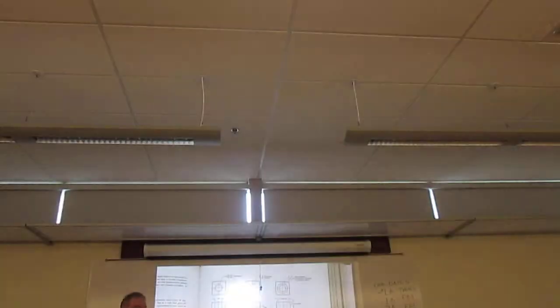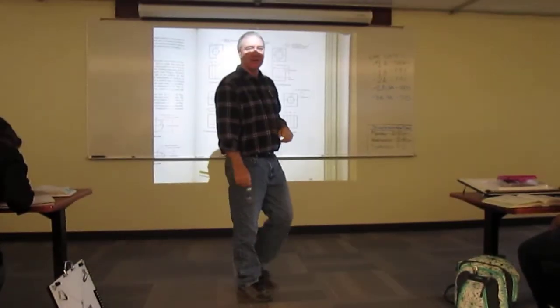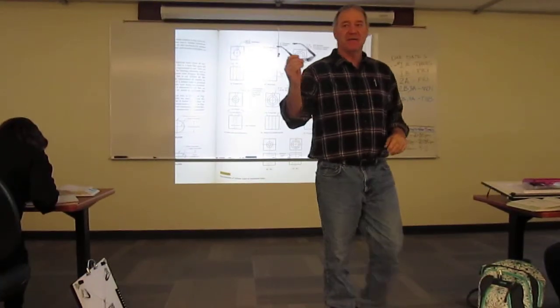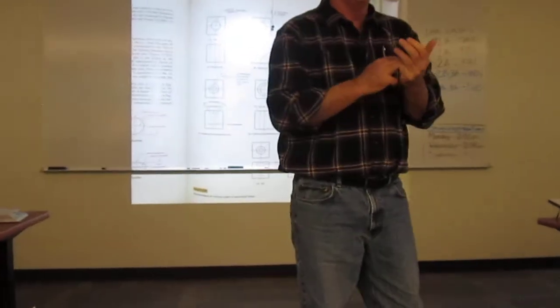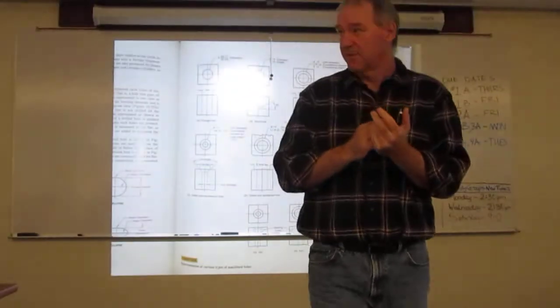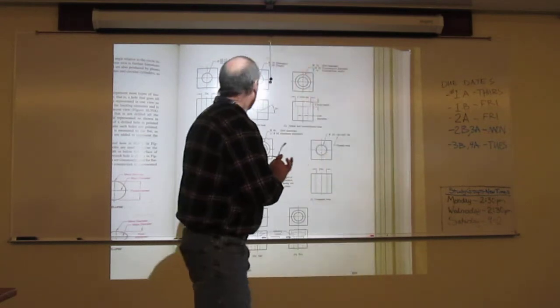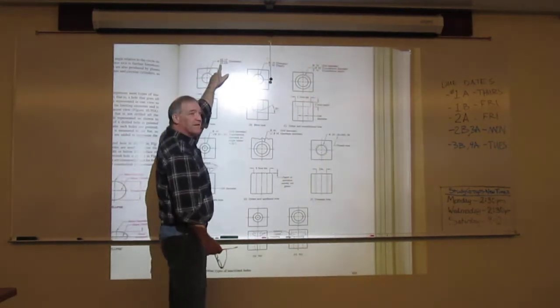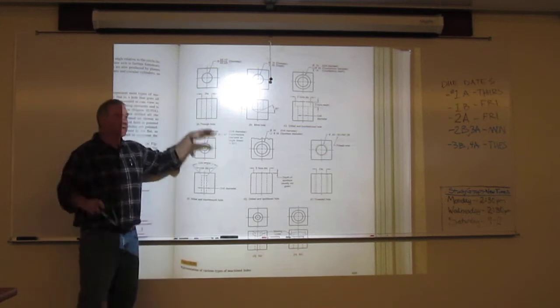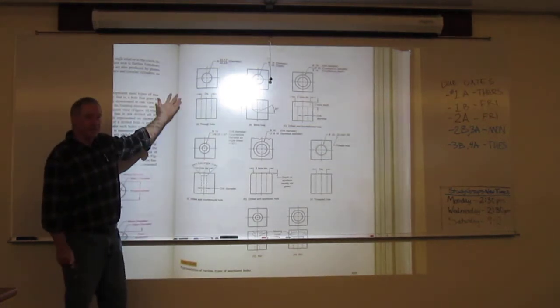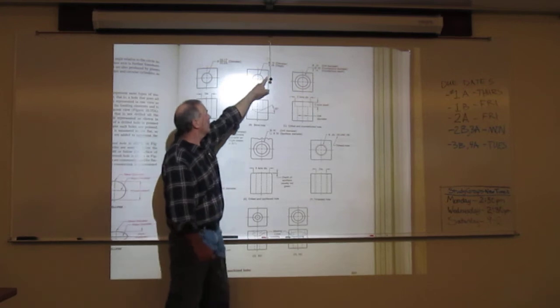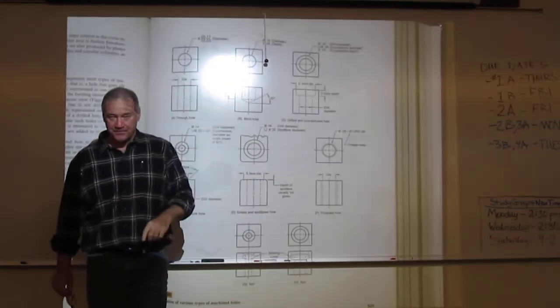So what happens when we get these specialty holes? Keep in mind, we've got a blind hole and a through hole, with certain dimensioning techniques, right? If a hole is dimensioned where there is no depth given, it's a through hole. It just goes completely through the object, so we don't get depth. With a blind hole, we do give depth in the note.